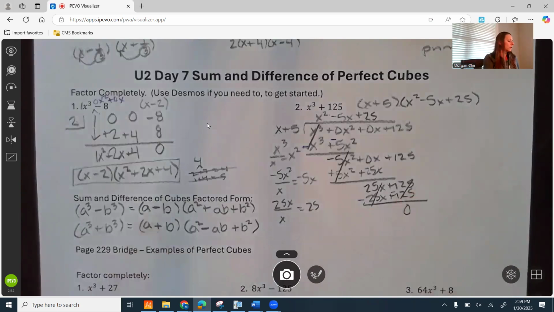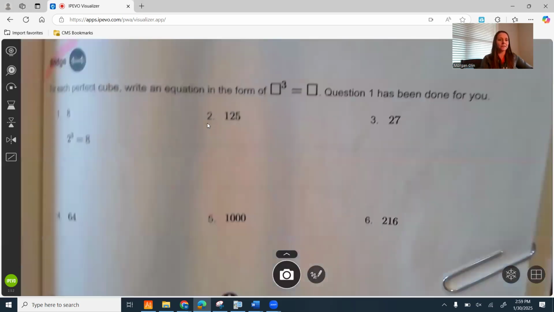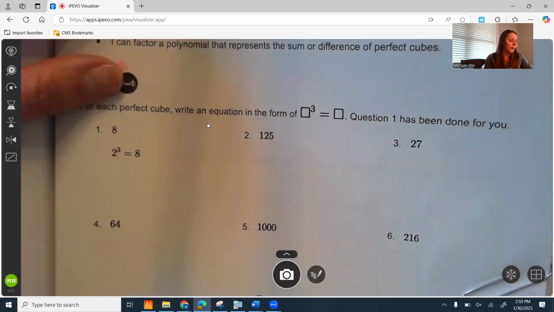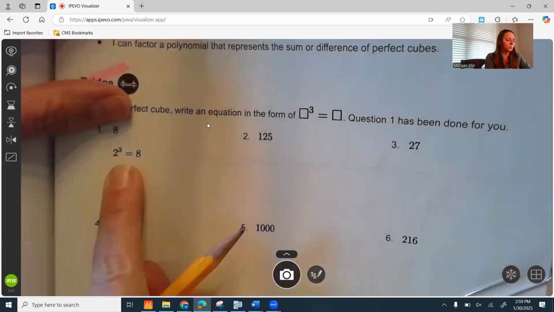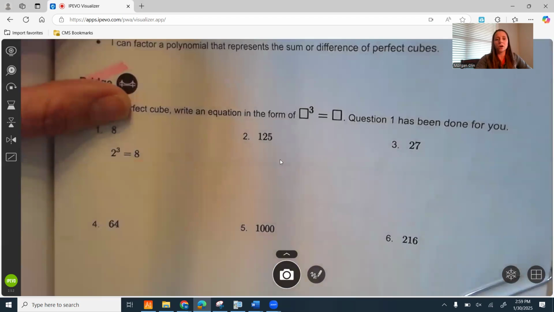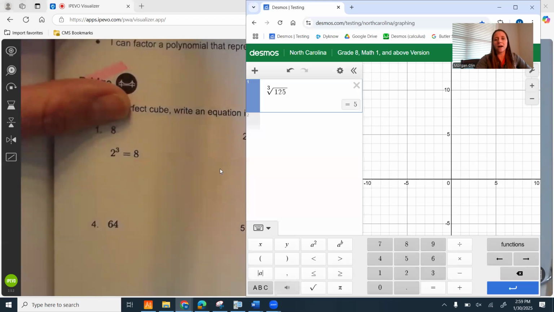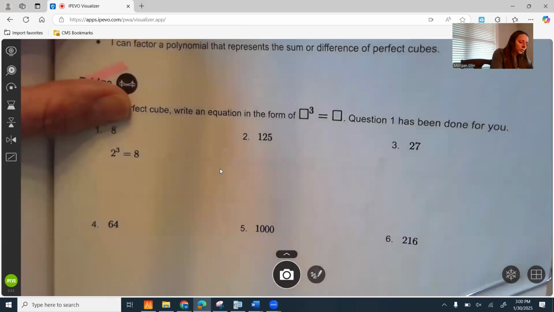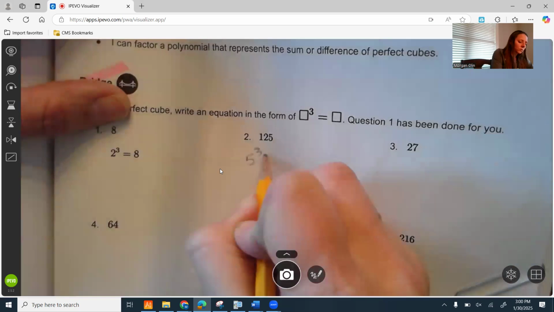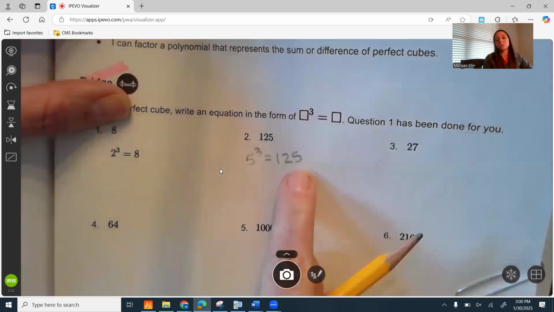Now let's look at this. As far as perfect cubes, what if you don't know your perfect cubes? Let's just run through some of those right quick. I want you to turn to page 229 in your workbook. It looks like this. It's this bridge thing right here. They've done the first one for us. 2 cubed equals 8. Now 125. If you go back to Desmos, the cube root of 125 was 5. So just think, cube root 125. So basically 5 cubed is 125.